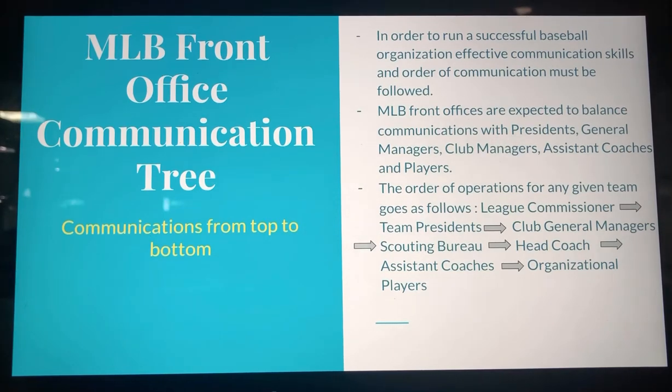Now going from the top of the league to the bottom of the league, the order of operations for communications would go as follows. League commissioner, that's obviously the head of Major League Baseball. Team presidents, club general managers, the scouting bureau, head coaches, assistant coaches, and organizational players. That's entry-level players, players that were just drafted, and everywhere in between, single A level players and Major League Baseball level players.